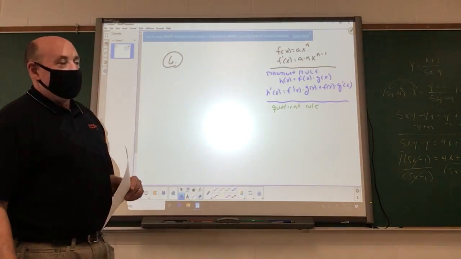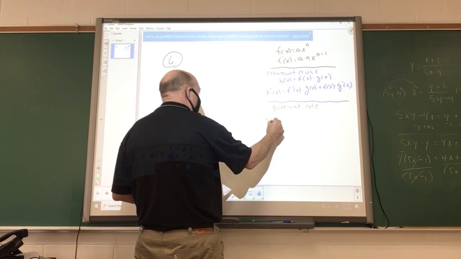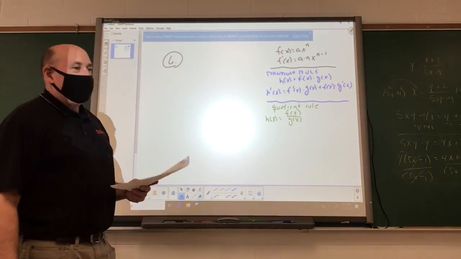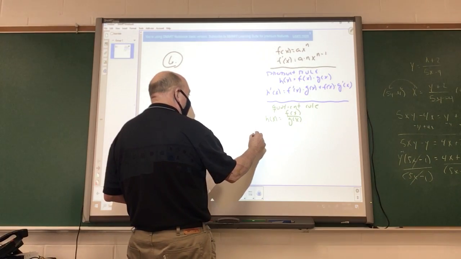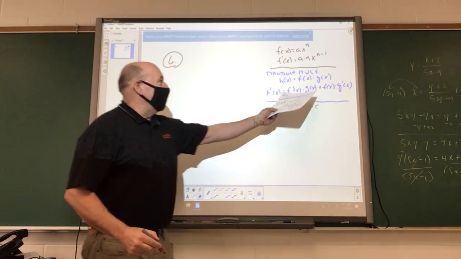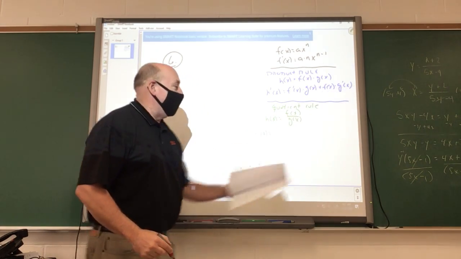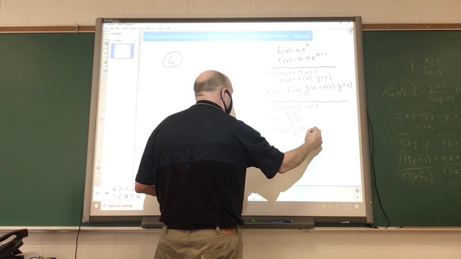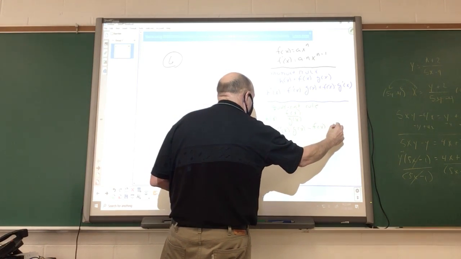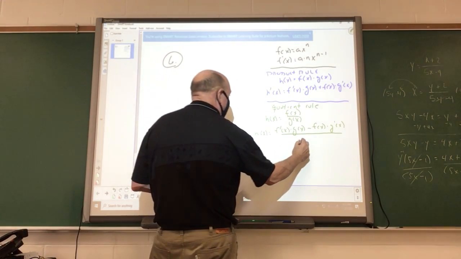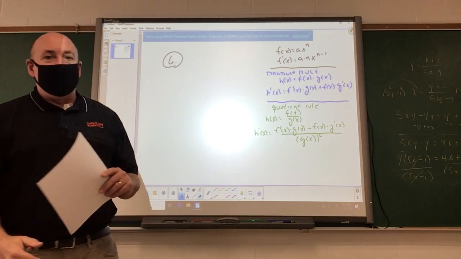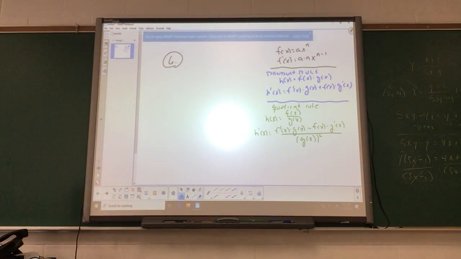Our quotient rule deals with when these two functions are being divided. F of x divided by g of x. So when we take our derivative, it looks exactly the same as what we just did here, but this plus turns into a minus. And then we divide that by our bottom squared. We have our bottom squared. That's our quotient rule.